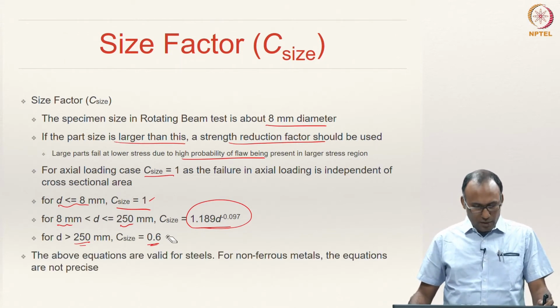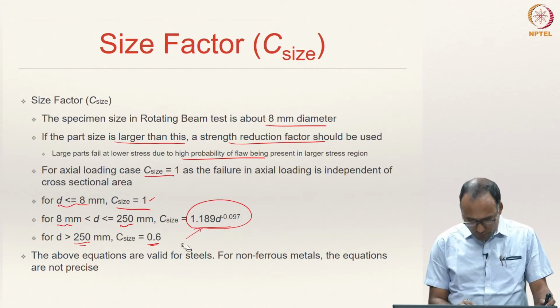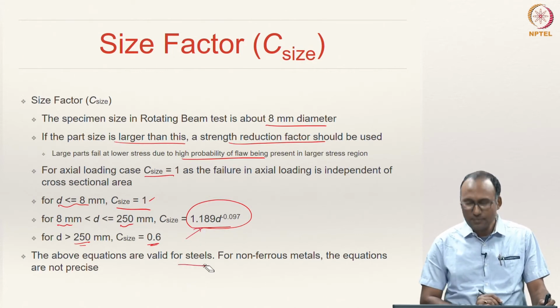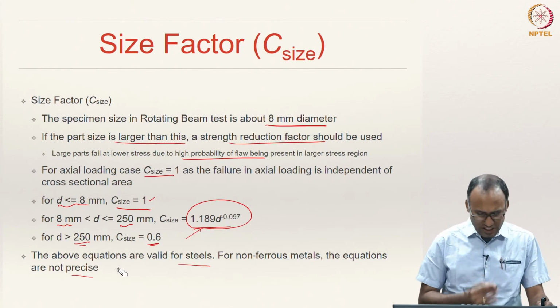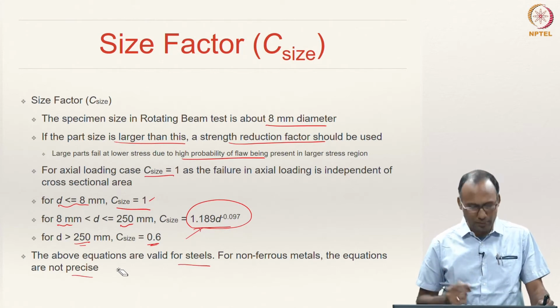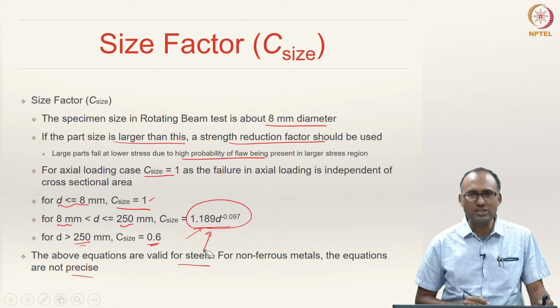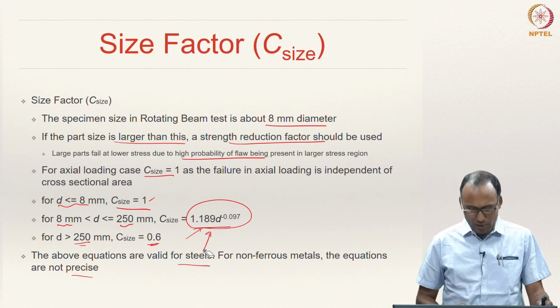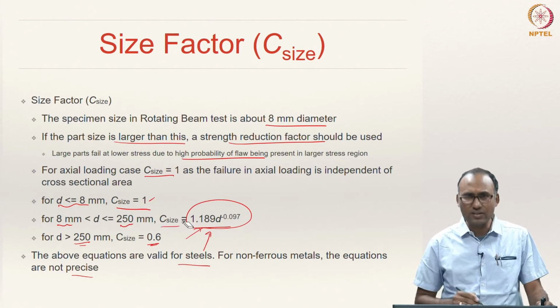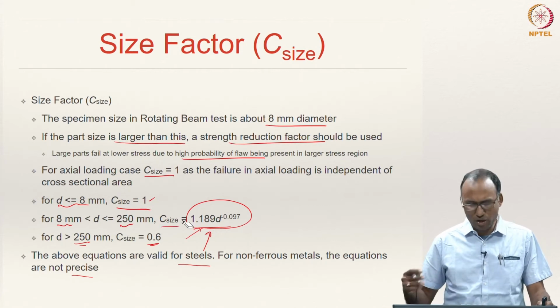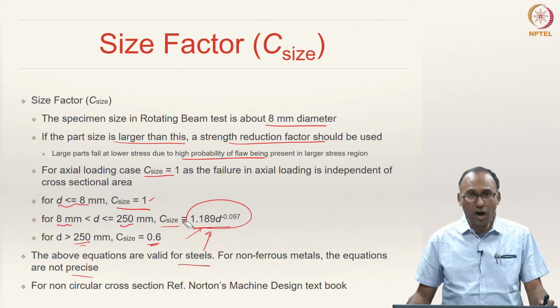Okay. And please note that this equation or these combinations are valid only for steels. For non-ferrous metals, the equations are not actually precise. So, you need to look into the data tables, design data handbooks, and see what the C size is for a different kind of material, but for steels this is what is prescribed. In this course, we will primarily be using steels for design, and hence we are not presenting the details for other materials, but if you want the details of size factors, that should be available in the literature or design data handbooks.